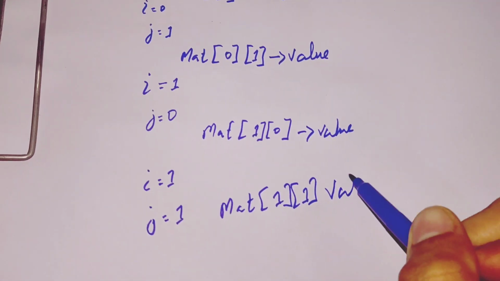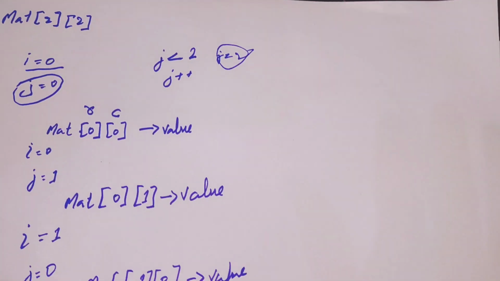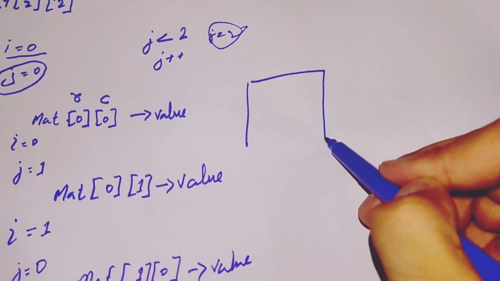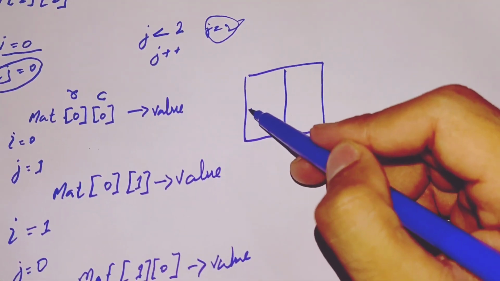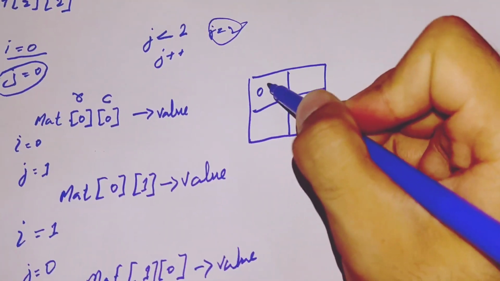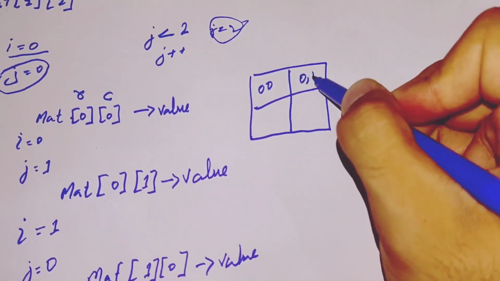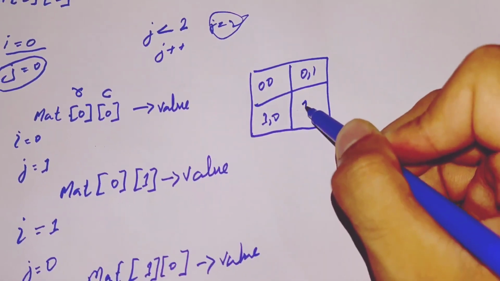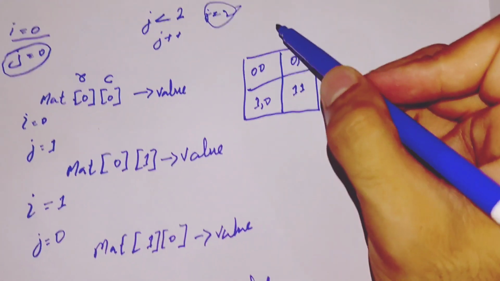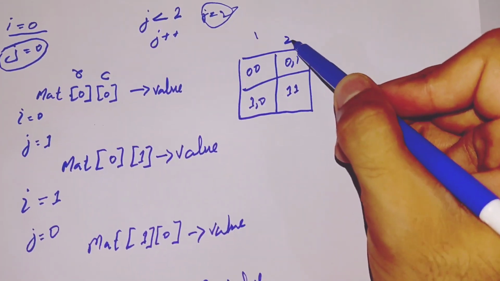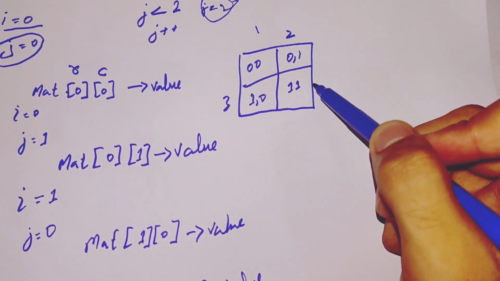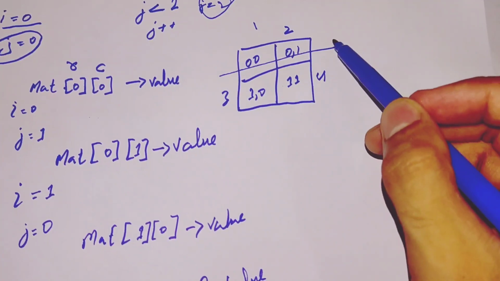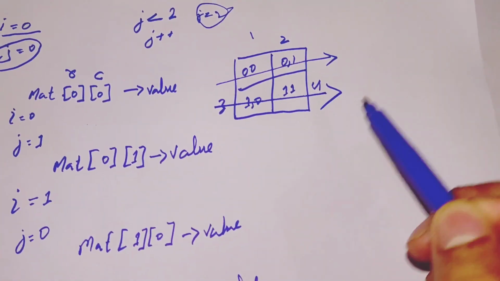Okay, so we already saw how the two-dimensional array looks. This is 0 0 and this is 0 1. This is 1 0. This is 1 1. So basically we entered 1, 2, 3 and 4. So we go like this, by rows.